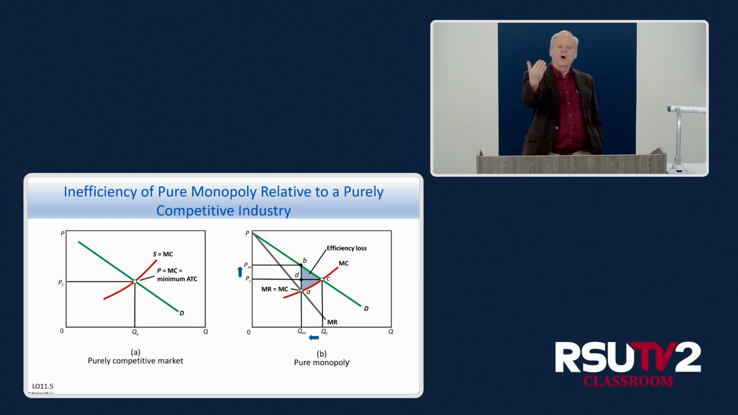The firms are earning what's called a normal profit. If there's zero economic profit, that's said to be a normal profit. It's a normal state of affairs. There's not people rushing in. There's not people exiting from the industry. It's just kind of a normal situation.